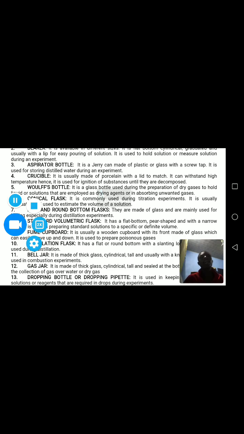There's a kind of water called distilled water that is meant to carry out certain experiments. So it is being stored in an aspirator bottle.